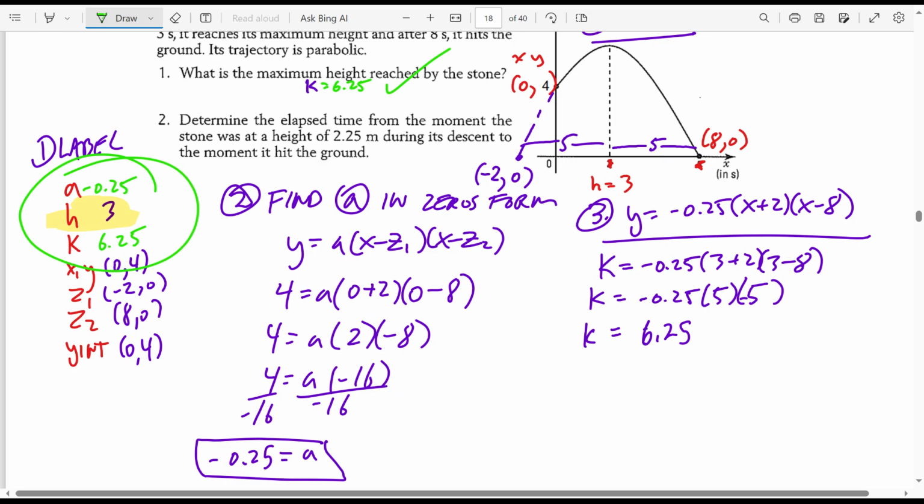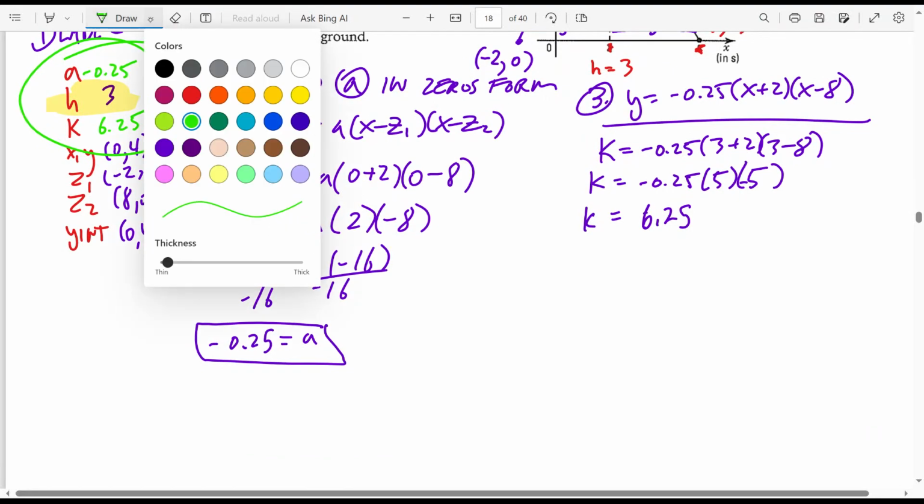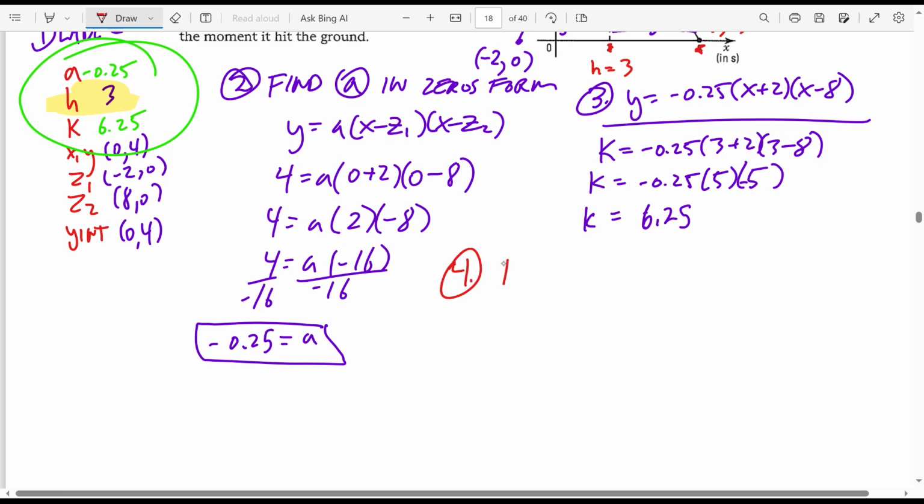I'll reiterate, this is the hardest part of the year. If you can wrap your brain around this, you're doing awesome. So determine the elapsed time from the moment the stone was at a height of 2.25 meters during its descent to the moment it hit the ground. Okay, so I'm going to use step 4, find x when y is equal to 2.25.